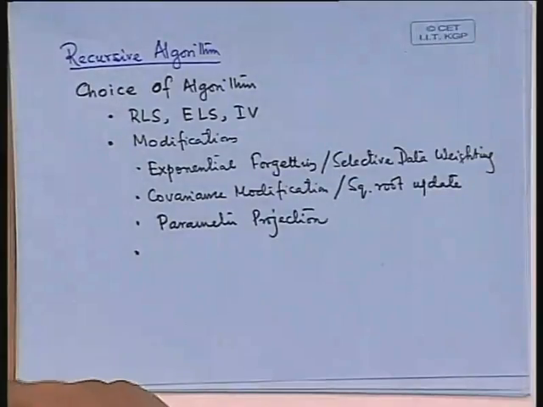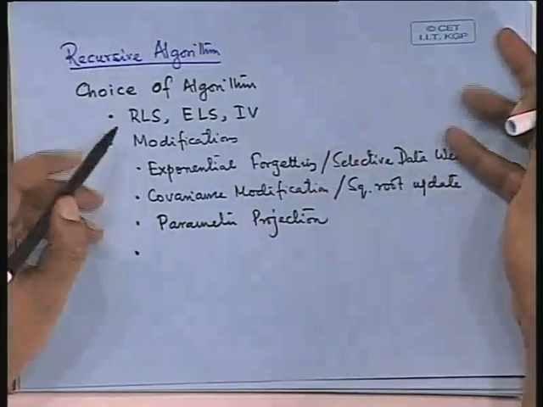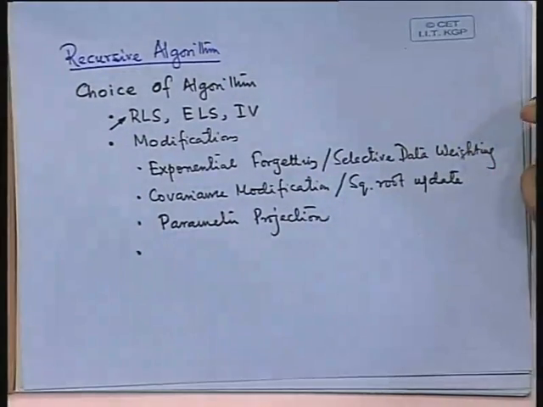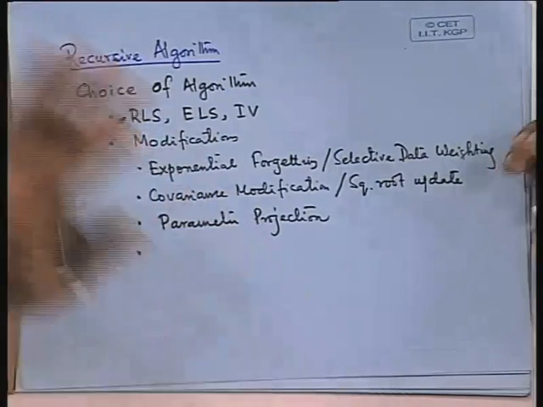Coming to the recursive algorithm, you need to choose your algorithm. What sort of algorithm? Recursive least square. There are several versions of it: extended least square, instrumental variable. There are a host of algorithms. Sometimes you have special kinds of algorithms which have very good properties. So you need to carefully choose your algorithm. Since we have not read all of them, we cannot discuss them too much.